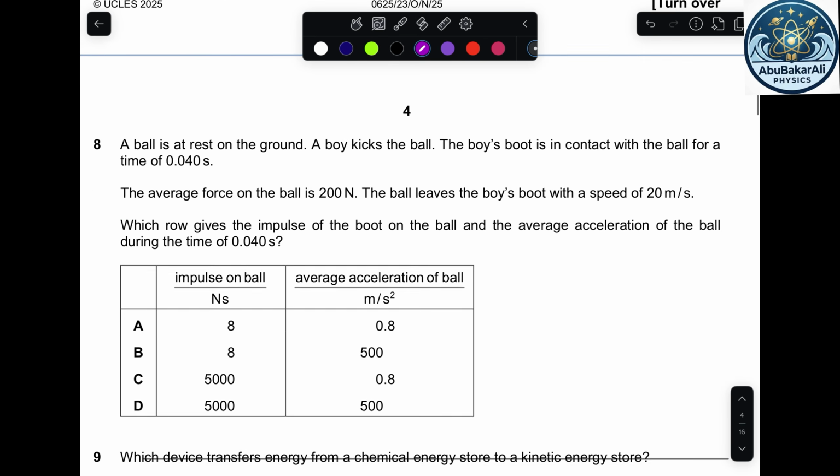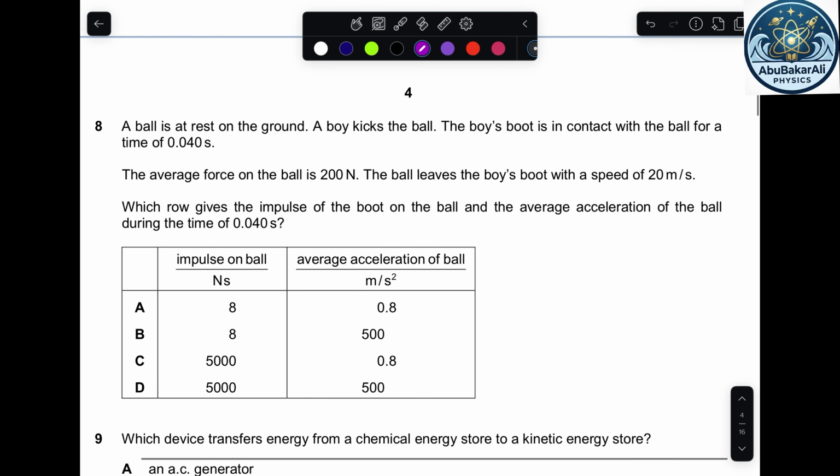Moving forward, question 8. A ball is at rest on the ground and a boy kicks the ball. The boy's boot is in contact with the ball for this time interval. The average force on the ball is 200 Newton. The ball leaves the boy's boot with this speed. Okay, so you can say this is the final velocity. Which row gives the impulse of the boot on the ball and the average acceleration of the ball during this time? Okay, so you have to calculate the impulse.